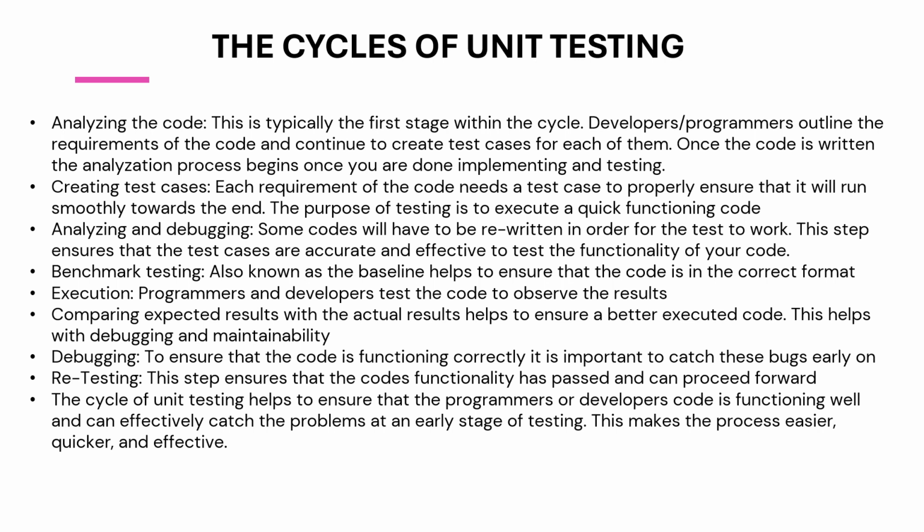Execution. Programmers and developers test the code to observe the results. Comparing expected results with the actual results helps to ensure a better executed code. This helps with debugging and maintainability. Debugging. To ensure that the code is functioning correctly, it is important to catch these bugs early on. Retesting. This step ensures that the code's functionality has passed and can proceed forward.